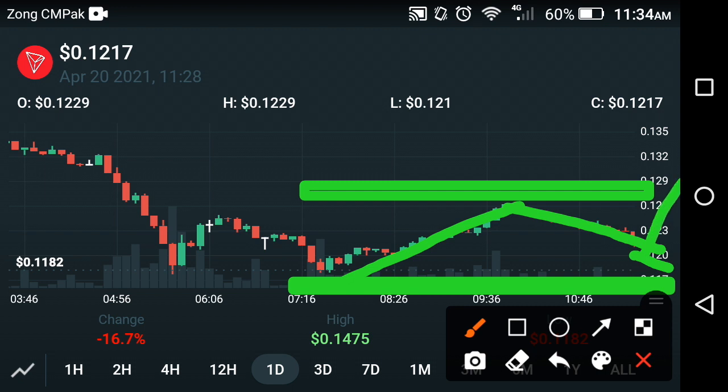So what's your opinion about TRX? I think there's a 70% chance it takes a jump and a 30% chance it falls down, friends.